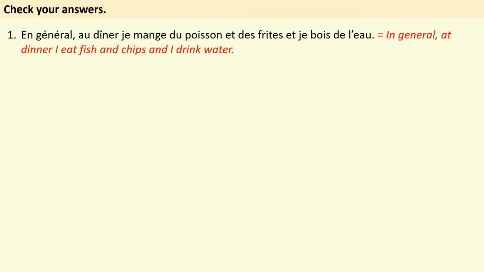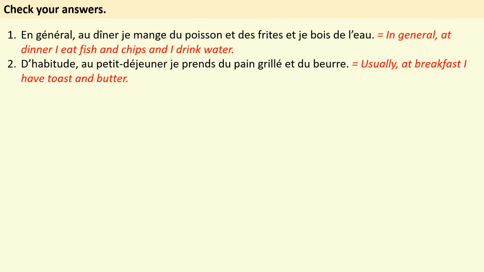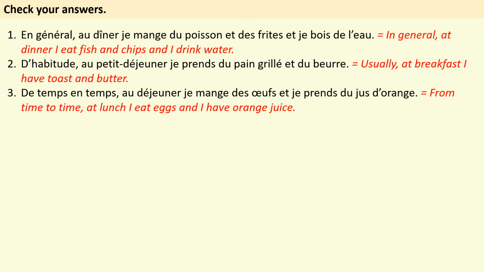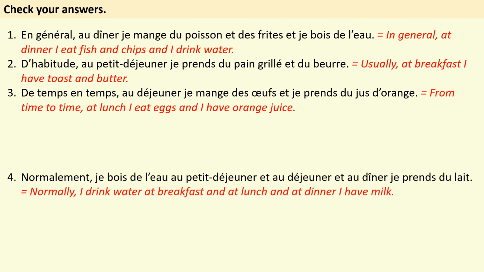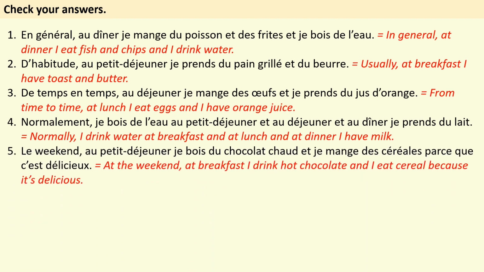Okay, let's check those answers. 1, in general at dinner I eat fish and chips and I drink water. Usually at breakfast I have toast and butter. 3, from time to time at lunch I eat eggs and I have orange juice. 4, normally I drink water at breakfast and at lunch, and at dinner I have milk. And finally, number 5, at the weekend at breakfast I drink hot chocolate and I eat cereal because it's delicious. Pause to double check those are correct, make any changes you need to, and press play to go on.